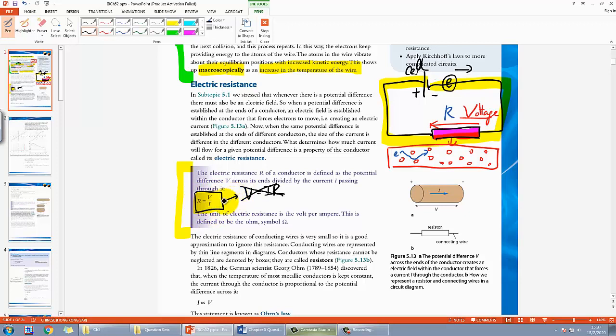Okay, you may say, hey, what's the difference? It's just changing the terms. This is better in physics because we are defining R.